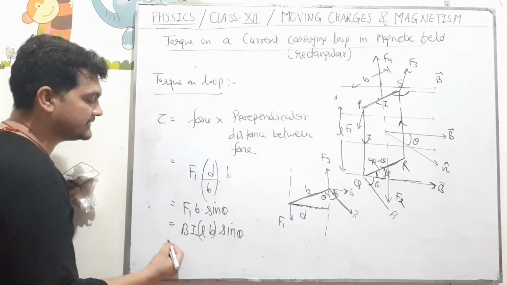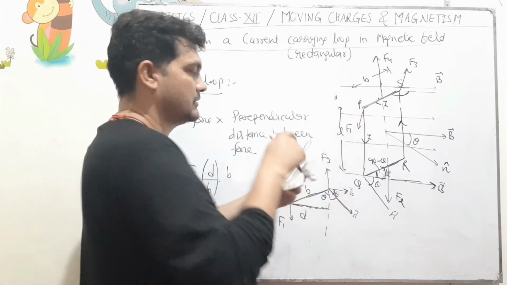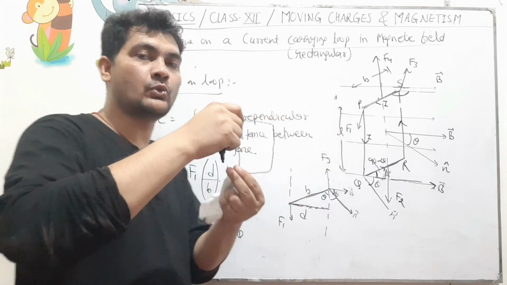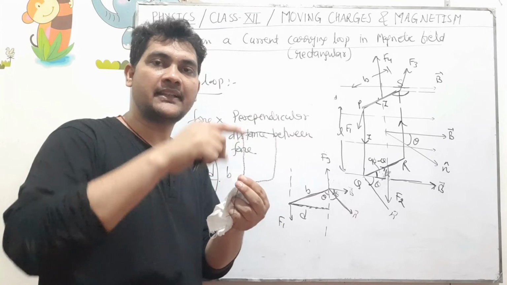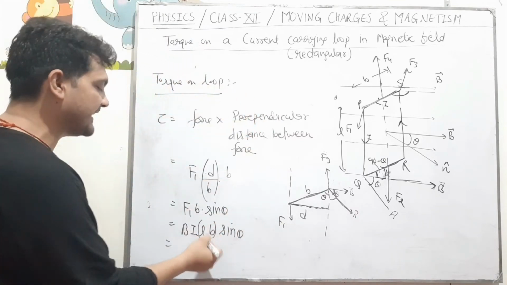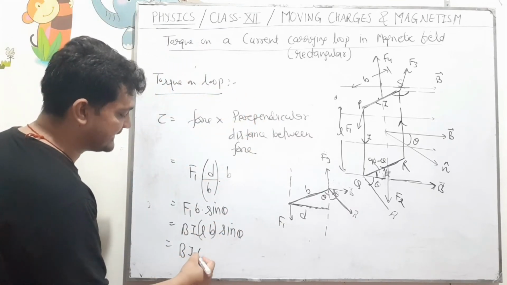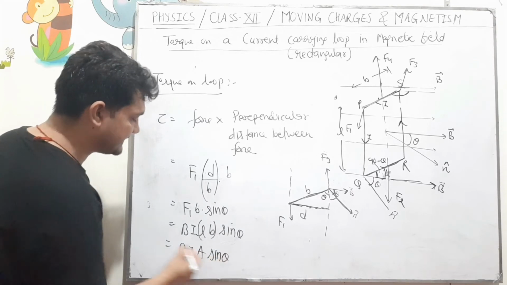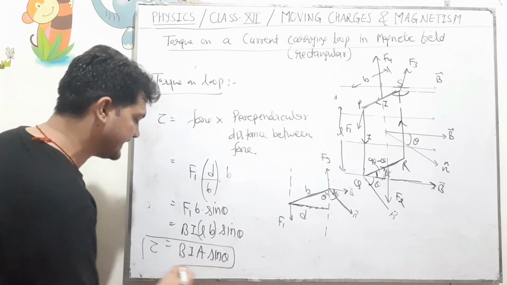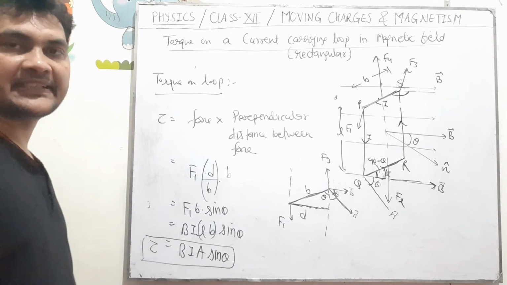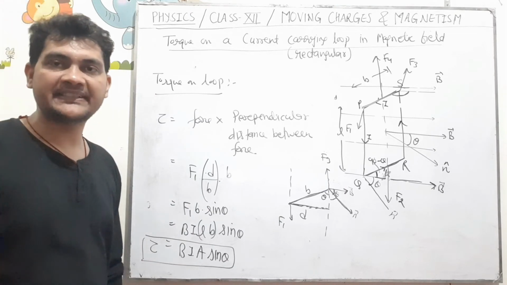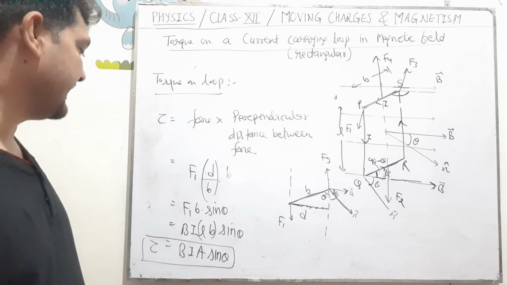And what is length into breadth? Length into breadth is equal to the area of the loop. This is length L, this is breadth b. If you multiply L b, then this is equal to area A of the loop. So this is the expression for torque on the current carrying loop when placed in a magnetic field. So torque on the loop is given by BIA sine theta.